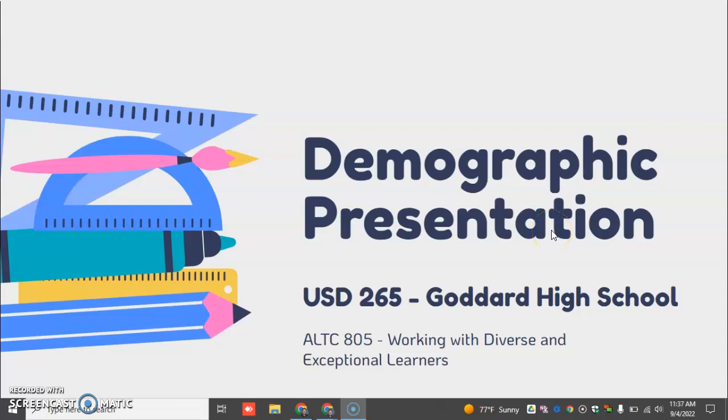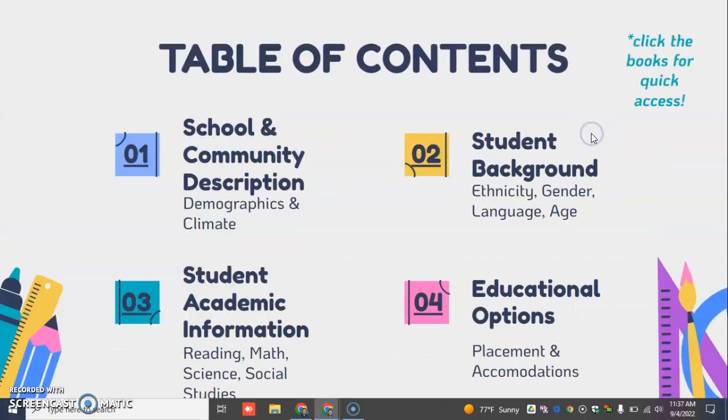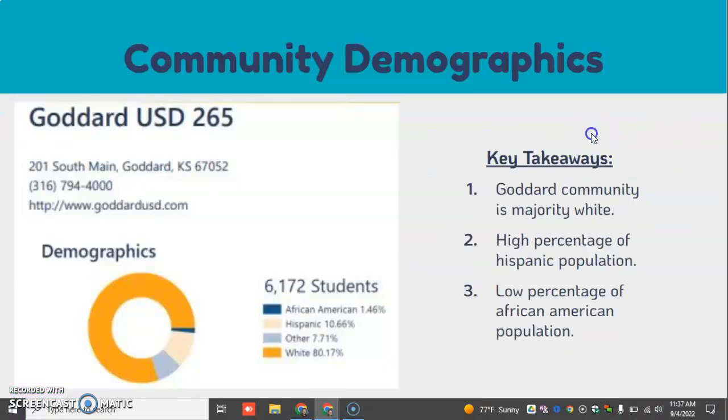Okay, for our assignment one, we were to create a presentation over the demographics of our current school and the district as well. So we'll go ahead and start off with school and community description. This first one I was able to grab from the KSDE accountability report from 2021.